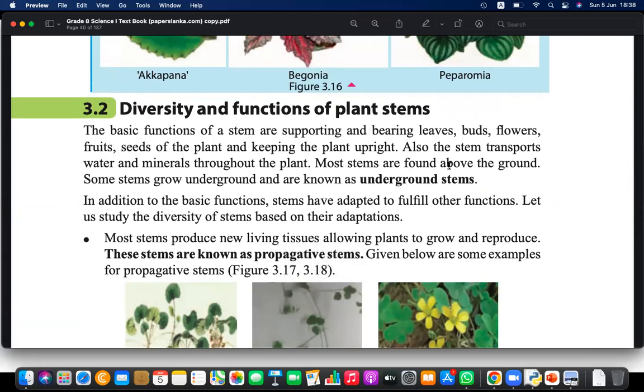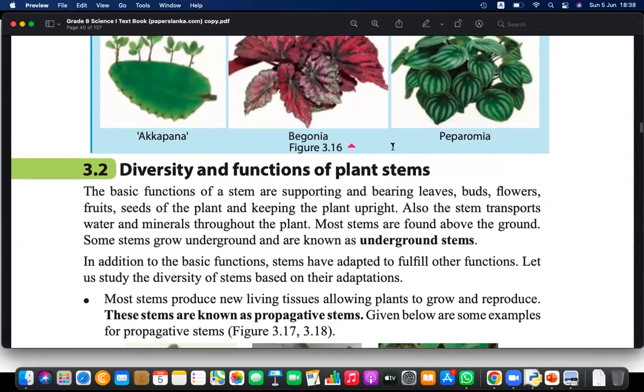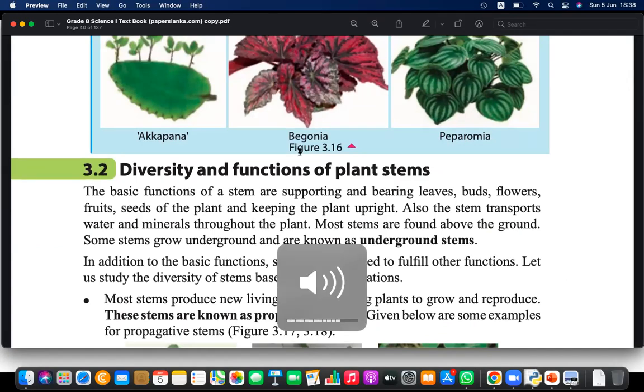So some stems are underground. Some stems are underground, right? Normally stems are aerial. You can see stems in an aerial or subaerial way. That means when you look at the earth surface, you can see the stems. So that is the normal thing. But here we learn about some underground stems.